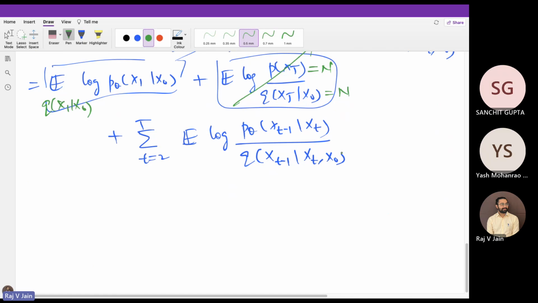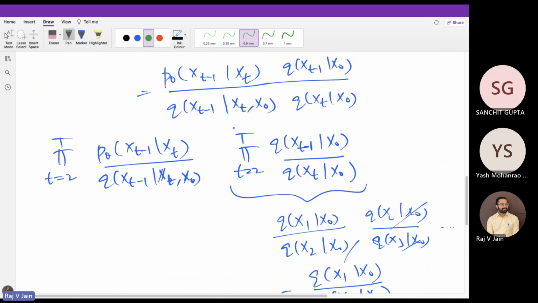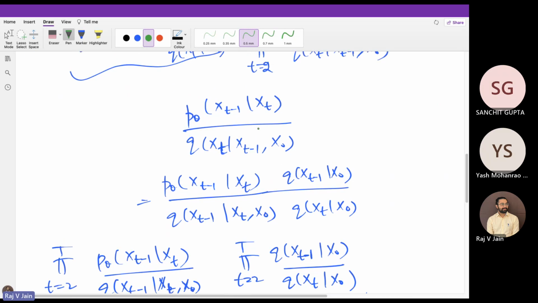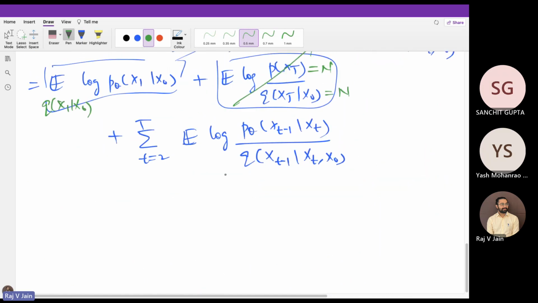No t plus 1 is there in this particular term, right? And that's all thanks to this particular way of writing it down, right? Because if I give conditional, it's independent of x naught, so therefore I can write it in that way, right? So this is what it turns out to be.